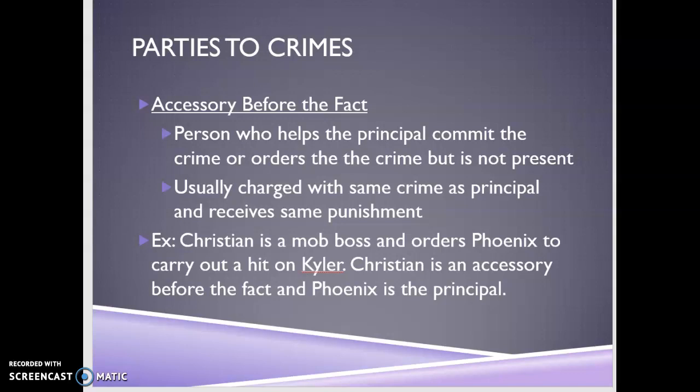The next type of party to a crime is an accessory. We're going to talk about accessories before the fact and accessories after the fact. The accessory is very similar to an accomplice, except they're usually not present at the scene of the crime. So this is a person who helps the principal commit the crime or someone who orders the crime. So we think of like a mob boss ordering a hit or something like that. This person is also usually charged with the same crime as a principal and receives the same punishment.